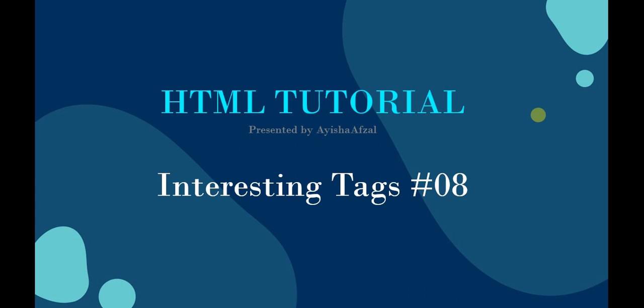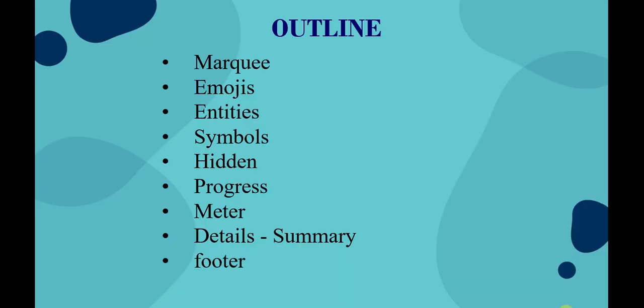Everyone. In this video we are going to learn about some interesting tags which are available in HTML documents. Let's see. First tag is marquee, and how to insert emojis, then entities, some symbols, and then how to hide some text. Then how to include the progress, how much it has progressed, then meter, then details and summary, where we can use them in an essay, right? Then how to insert the footer. Let's see one by one.